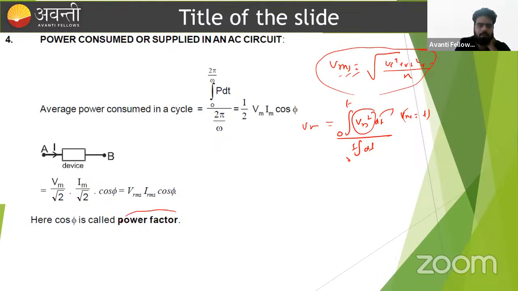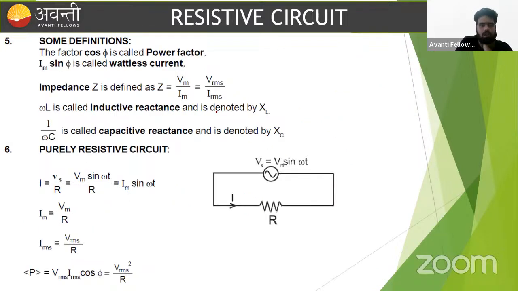What is the power factor, beta? Power factor is cos phi, and cos phi is R upon Z. So let's talk about the wattless current, that is I sin phi. This is known as the wattless current.